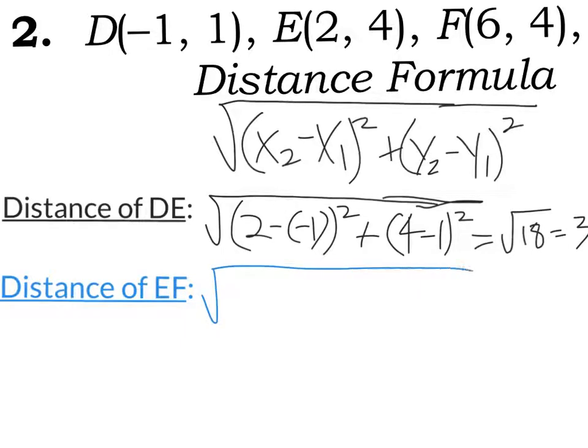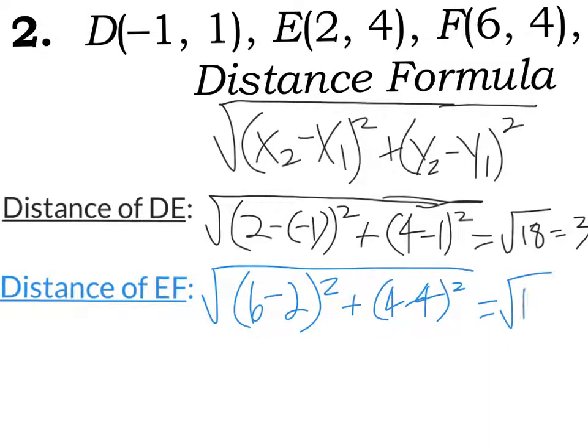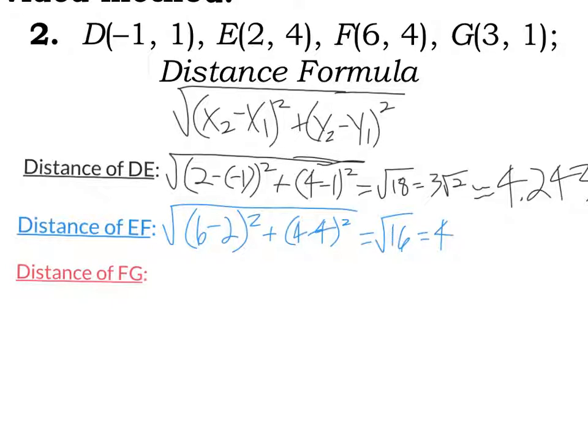Next, let's get the distance of EF. I'm going to take the square root of 6 minus 2 squared, and then I'm going to add that to 4 minus 4 squared. And so 6 minus 2 is 4. 4 squared is 16, and 4 minus 4 is 0, so squaring that is 0. So what is the square root of 16? That will be 4.